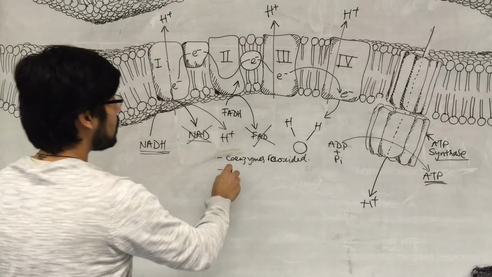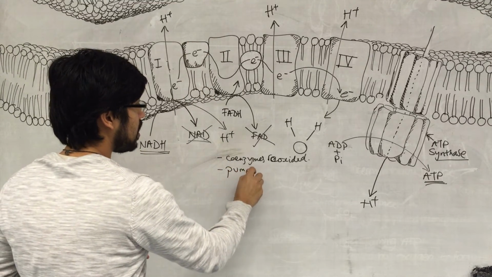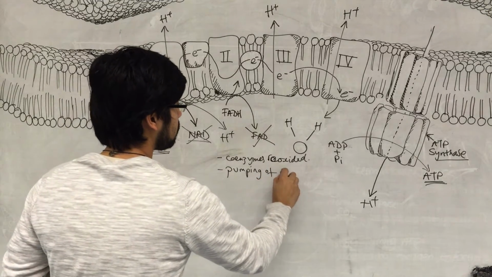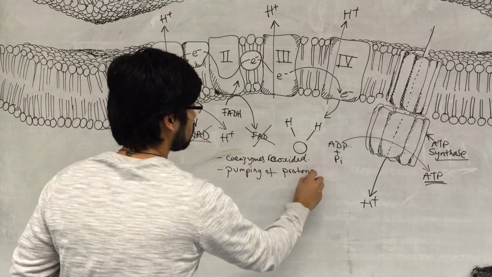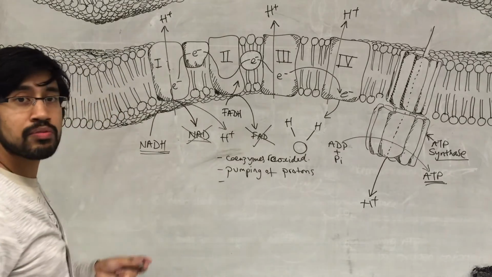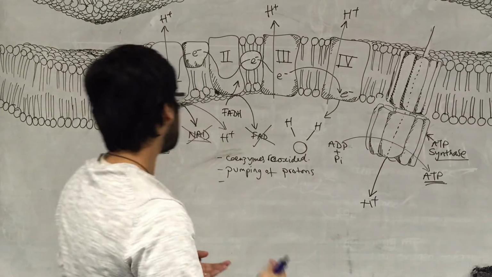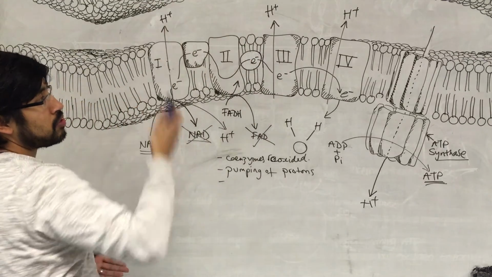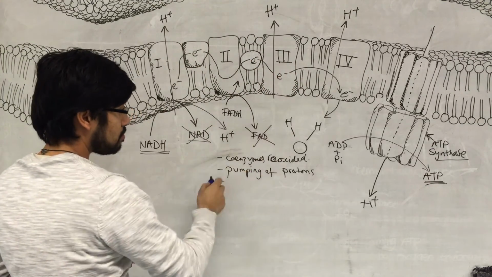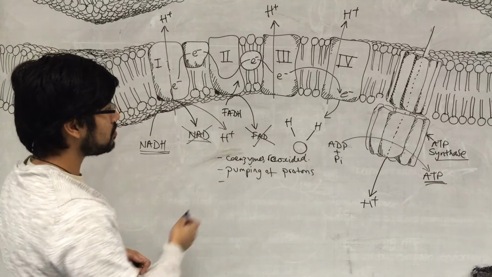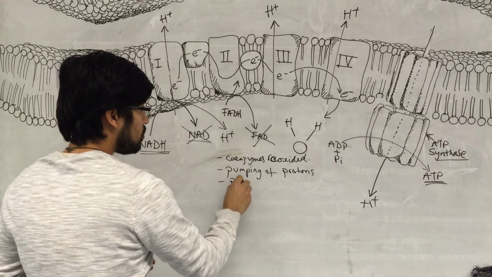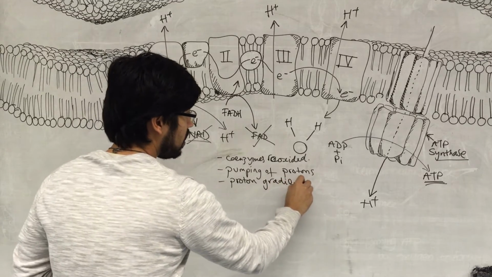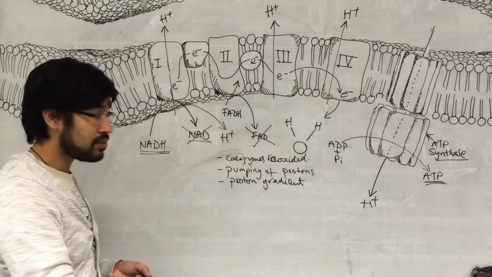We talked about the pumping of protons, and please be careful to not call it active transport. Active transport implies use of ATP. We're not using ATP here to move the protons, we're using the energy from the electrons. Pumping of protons, we mentioned the proton gradient. We're not really going to get very far without mentioning these things, okay?